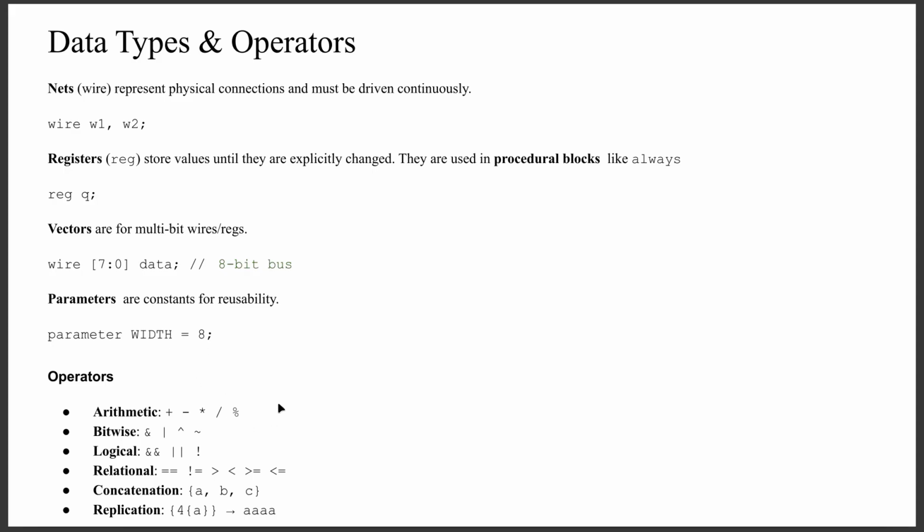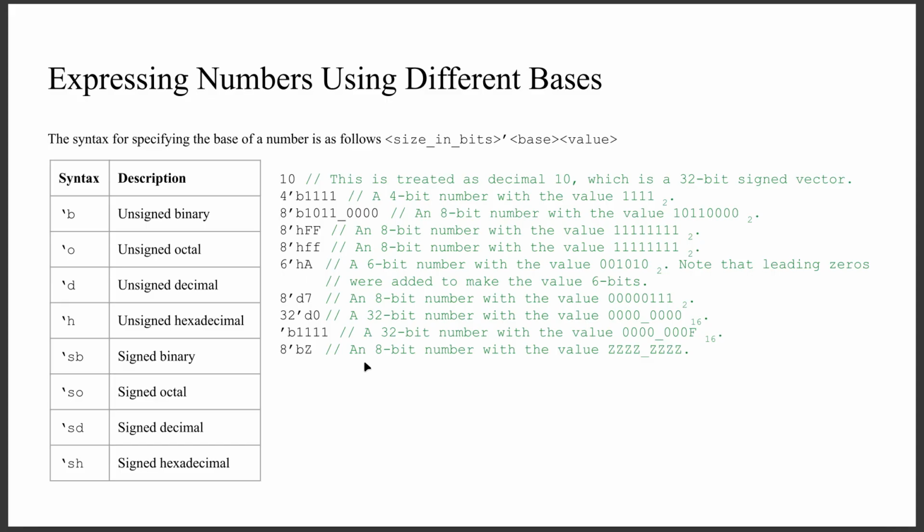And here are some operators where we have our basic arithmetic operators, our bitwise operators, our logical operators, relational operators. So, you know, if you've done any programming before, none of this really should be new to you. But we also have concatenation and replication operators as well that we'll use later in examples.